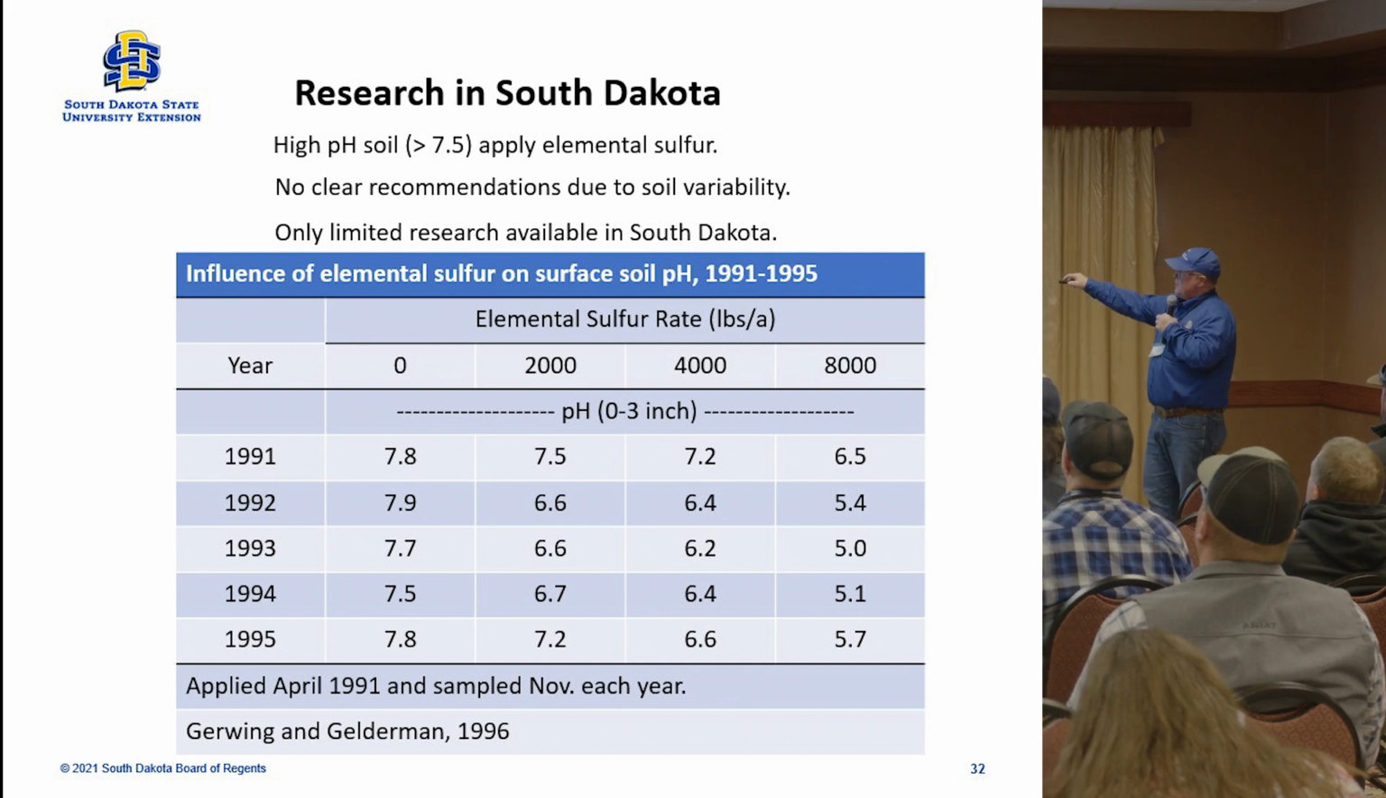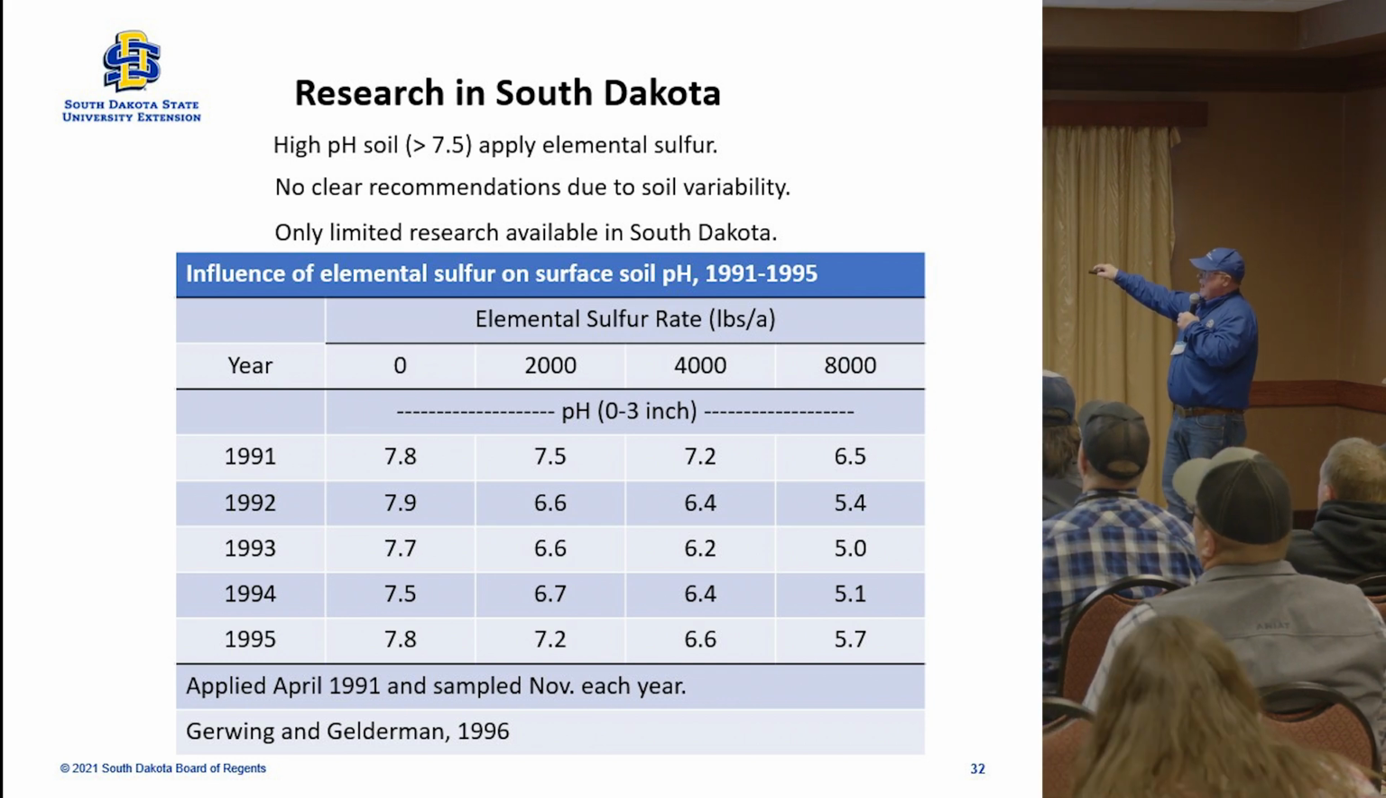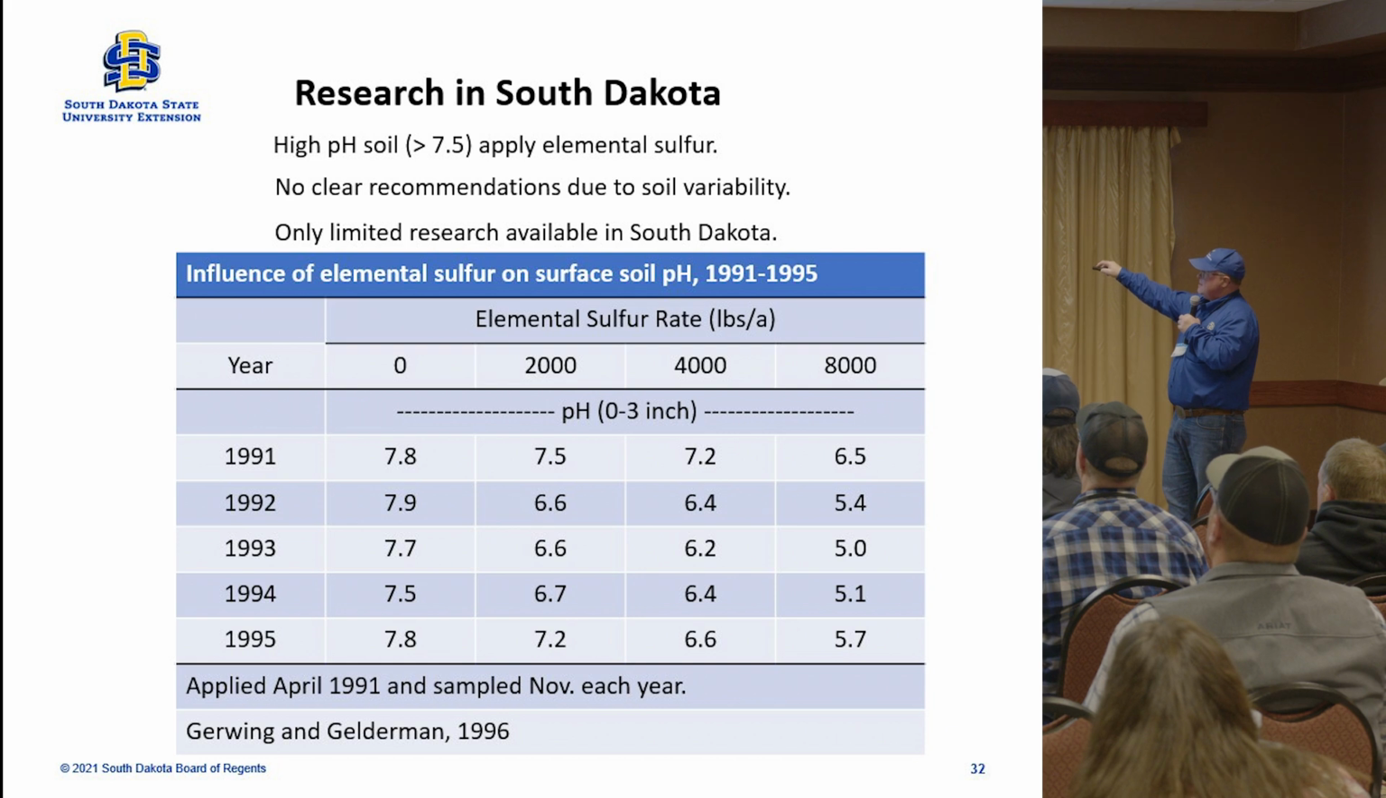These are different years where we measured the pH. After we put that on, you can see the pH in this field was just under 8. 2,000 pounds did decrease it, but it took a little bit of time. See here, by about 1994, we were down to 6.7, but look what happened in 1995. You can see that better with the 4,000 pound, it kept it lower, and then the 8,000 pound kept it even lower. So the alkalinity is coming back.